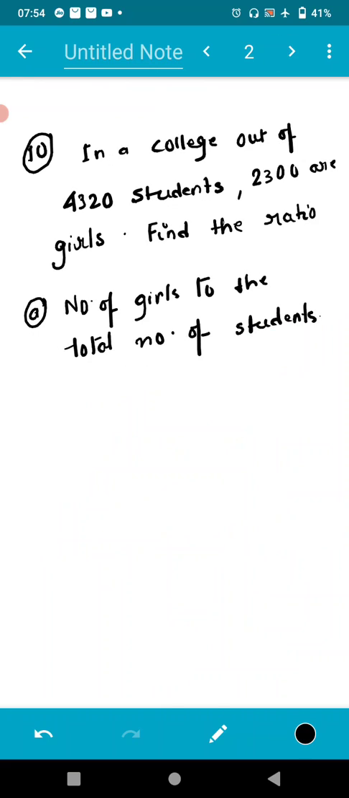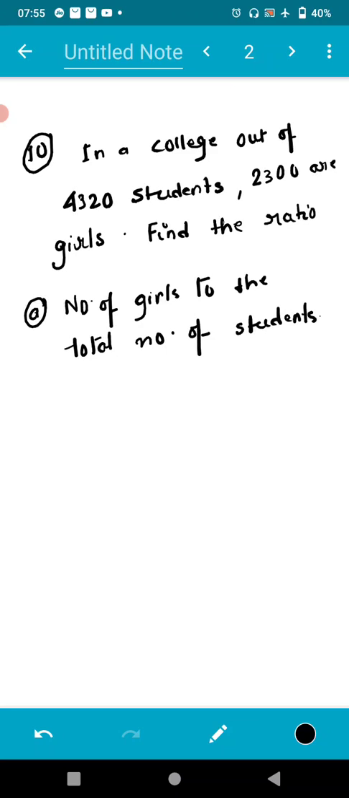Question number 10 has three sums. What is the first statement they have written? In a college, out of 4,320 students, 2,300 are girls. So the rest are boys, isn't it? What is the first thing you have to find out? Find the ratio of the number of girls, which will be in the numerator, to the total number of students, which will be in the denominator.